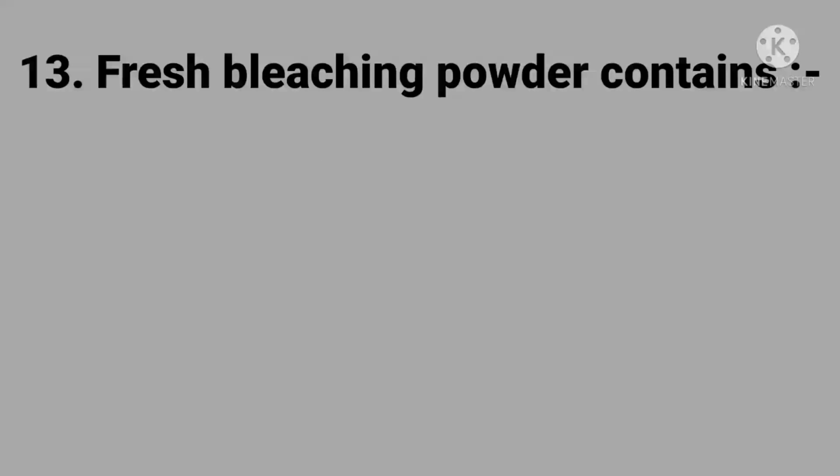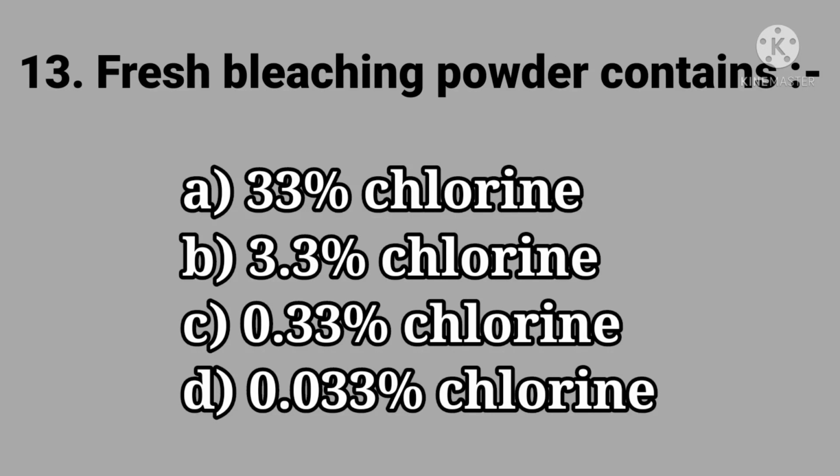Next question, fresh bleaching powder contains, the options are 33% chlorine, 3.3% chlorine, 0.33% chlorine, 0.033% chlorine. Fresh bleaching powder contains, and the answer is 33% chlorine.